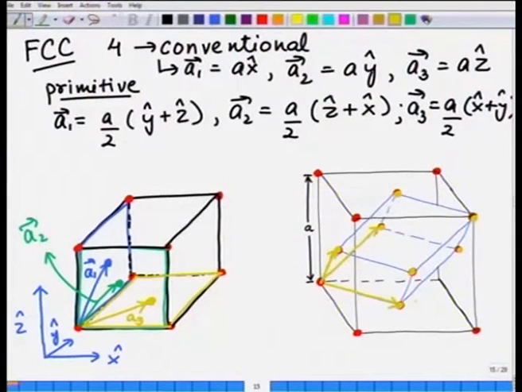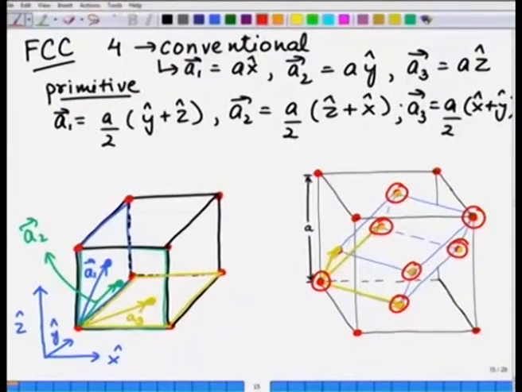Of course, these two, let me use another pen. This point and this point are the two corner points of this FCC lattice, which I mark in red. Rest of the points are all face centered points. This on the top, the face center point on the bottom. Here the face center on the front. Here the face center point in the back. Here the face center on the right. Here the face center point on the left. So, they are the face centered points.